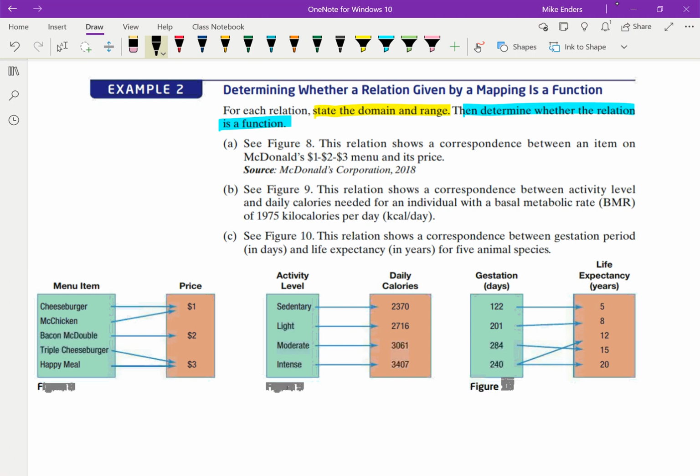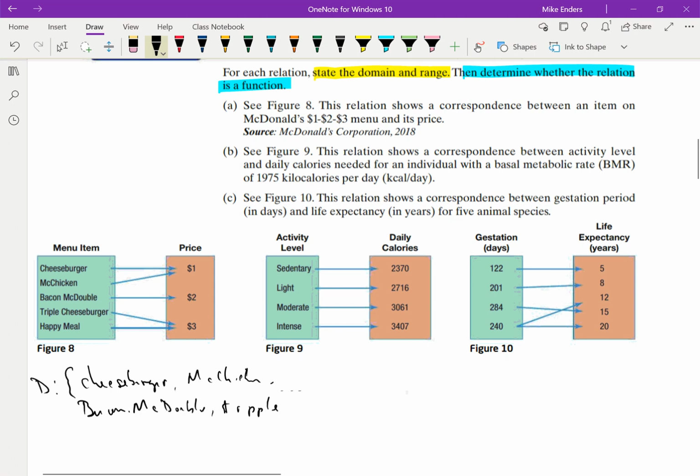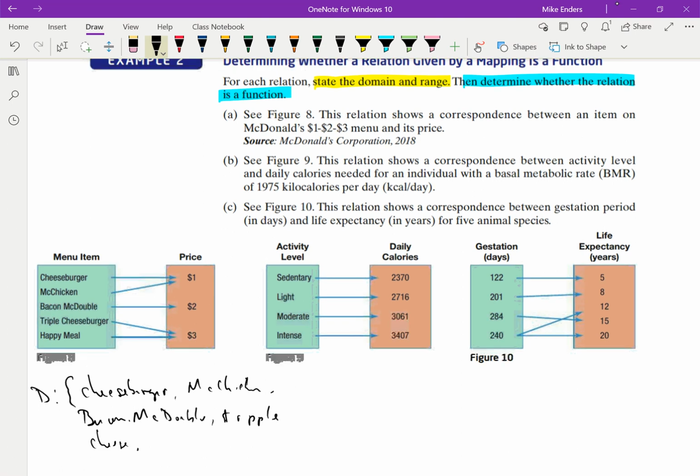So as far as our domain here, typically we can abbreviate D for domain. Our domain is our menu items. So we have a cheeseburger, we have a McChicken, we have the bacon McDouble, we have the triple cheeseburger, and then we have the Happy Meal.